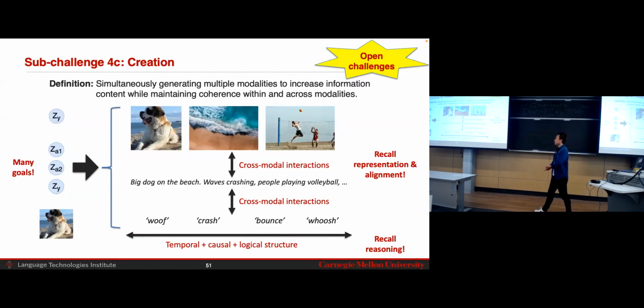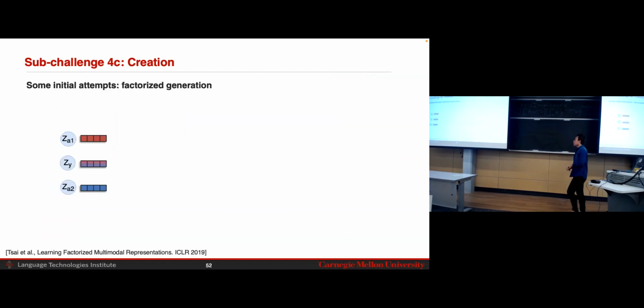I don't think there's any work that is able to generate images across a long video, together with text that describes the video, and together with audio that is representative of the video. But there have been some initial attempts. And a lot of these initial attempts start with not just one latent variable, but a set of factorized latent variables. Factorized latent variables are useful because you can tell what each latent variable is supposed to do.